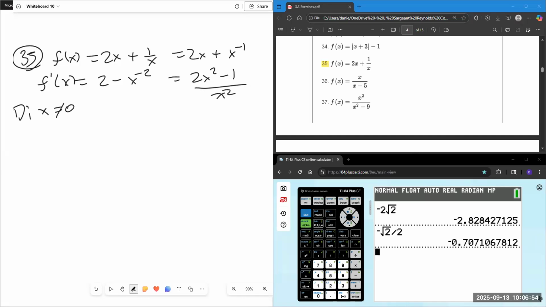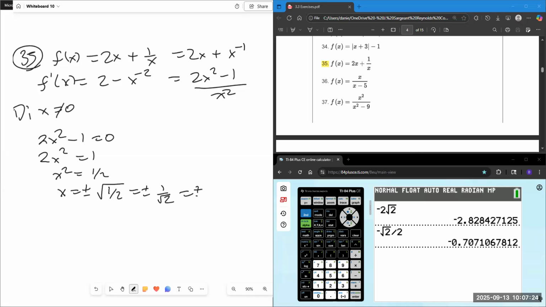So I can't have x equals 0 as a critical number, but it is a vertical asymptote that can cause the behavior of the graph to change, and I need to consider that when I do my first derivative test. So I'm interested first in the zeros of the numerator. 2x squared minus 1 equals 0. 2x squared equals 1. x squared equals 1/2. x equals plus or minus root 1 over 2, plus or minus 1 over root 2, plus or minus root 2 over 2. And this is where you get that number there.